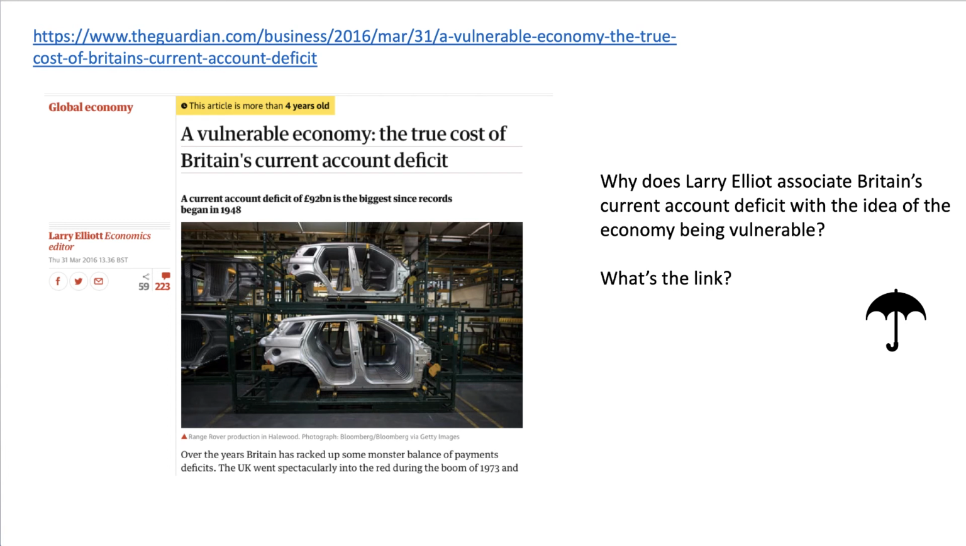Okay, vulnerable to what, maybe? Recession? External shock? Okay, what's the link? So in other words, we're still building on this idea of growth and the balance of payments coming into some sort of conflict. Pause now, see what your thoughts are.